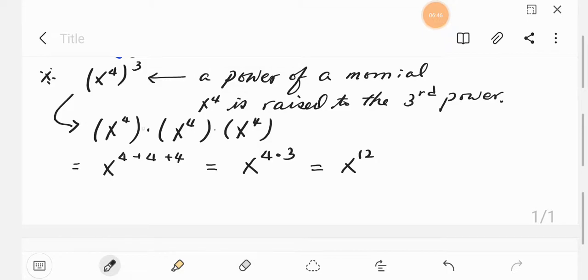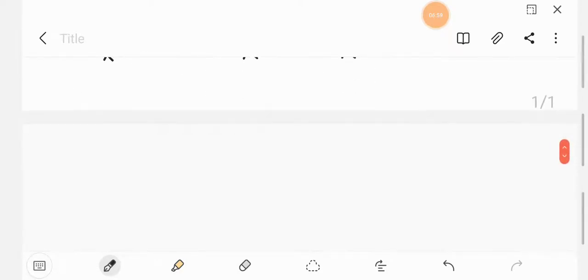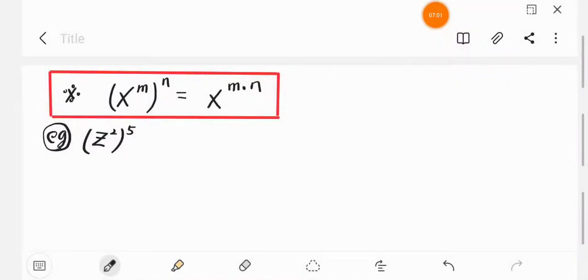Alright, so this means x is added 3 times. So when you add the same number, then what do we do? We multiply, right? So 4 times 3 is 12. So here is a rule, the exponential rule.